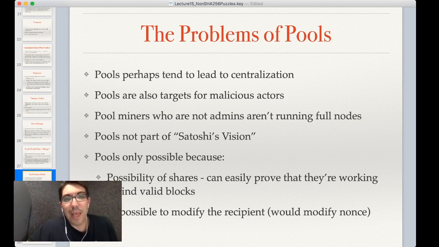So it turns out that mining pools are really only possible because it's very easy to prove that you're working to find valid blocks even if you don't find one. And it's impossible to modify the recipient. So after you find a block, you can't change who the payout is going to go to.